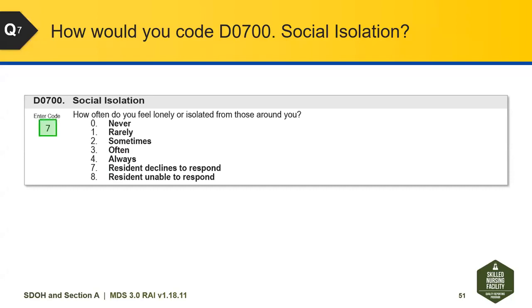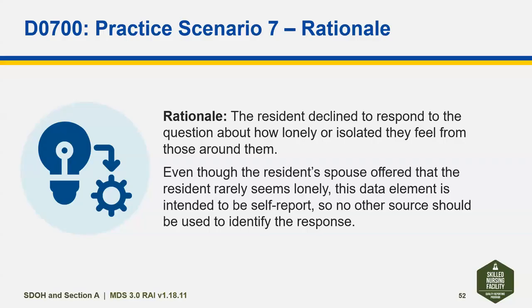Okay, let's move on to the answer. And a good majority of folks got the correct response, which is 7, resident declines to respond. This was chosen because the resident declined to respond to the question about how lonely or isolated they feel from those around them.